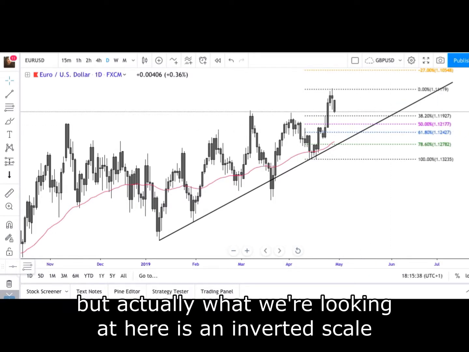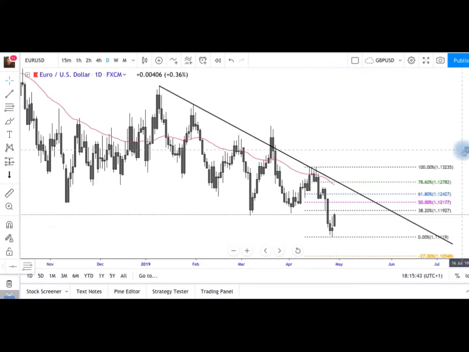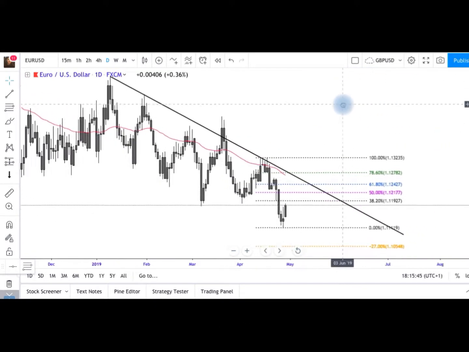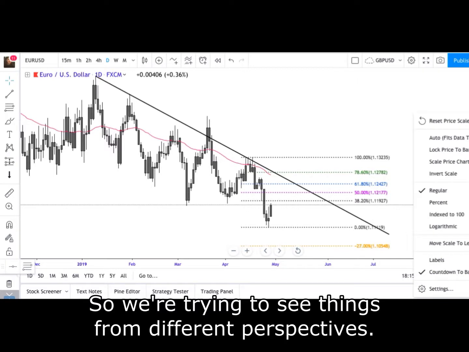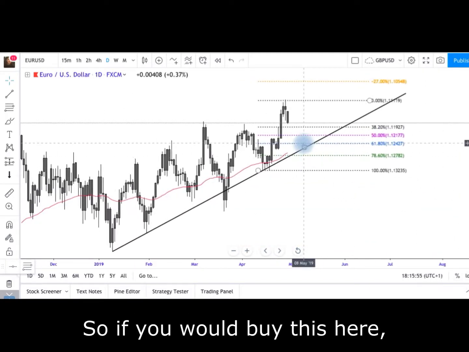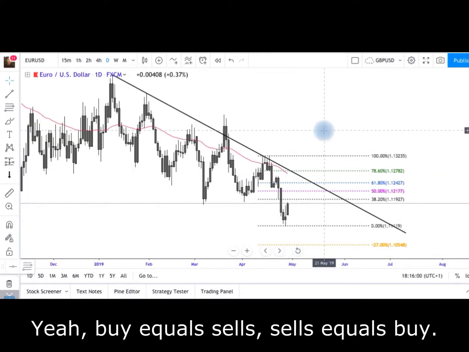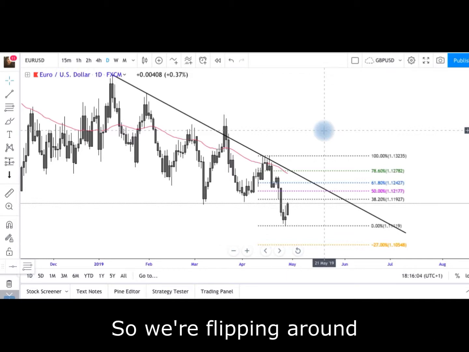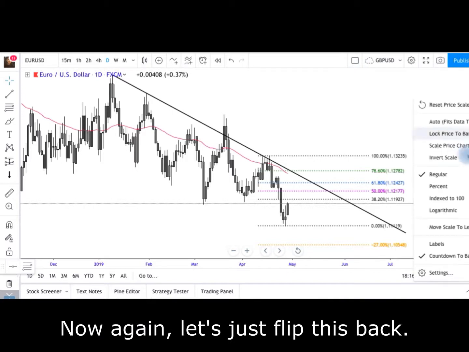But actually what we're looking at here is an inverted scale. So watch this. This is the actual chart. So therefore actually I would be selling it. Do you see that? So we're trying to see things from different perspectives. If you would buy this here, then that actually means you'd sell it. Buy equals sell, sell equals buy. So we're flipping it around the other way to try and find different perspectives. Now again, let's just flip this back.